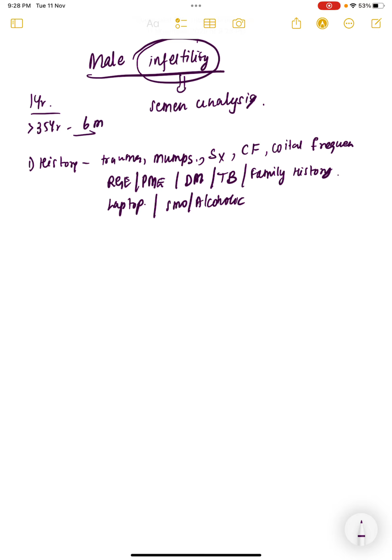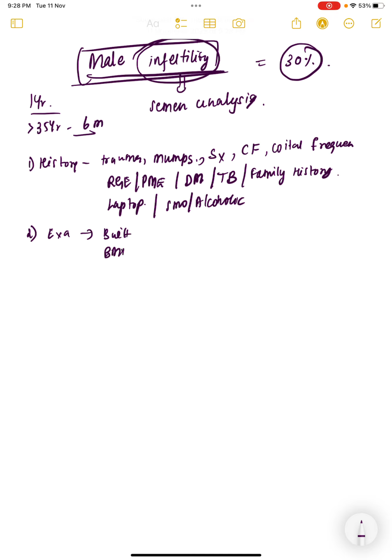Male infertility contributes nearly 30% of infertility. When you come to the examination, the first thing is build. Build means you check the BMI. Then you check the arm span to height ratio, mainly for Klinefelter syndrome, where the arm span to height ratio is more than 1. Then you check whether there is any gynecomastia, and any scars of previous surgeries.